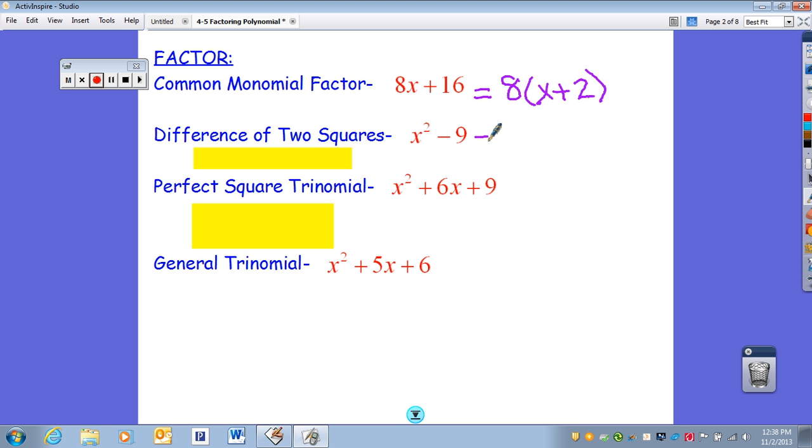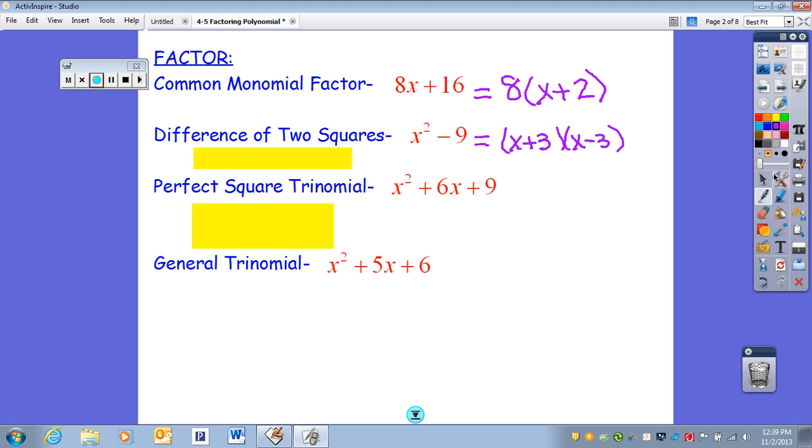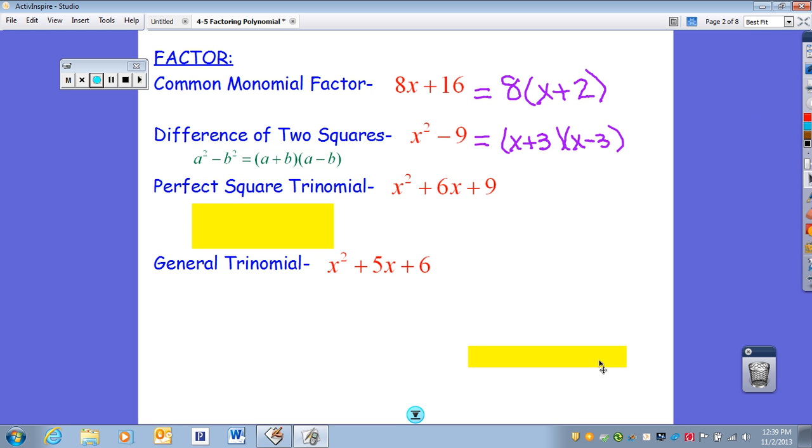If you recall, when we have our difference of squares, when we're going to factor, we want to have the same binomial, but one of them will be plus and one of them will be minus, and we're taking the square root of each of those terms. So we have x plus 3 and x minus 3. And that's our pattern of the difference of two squares.